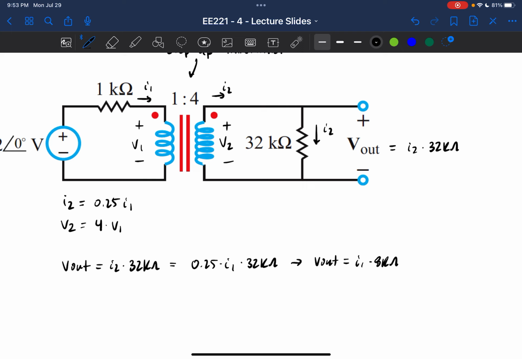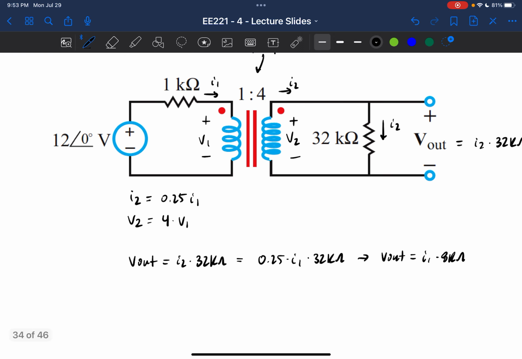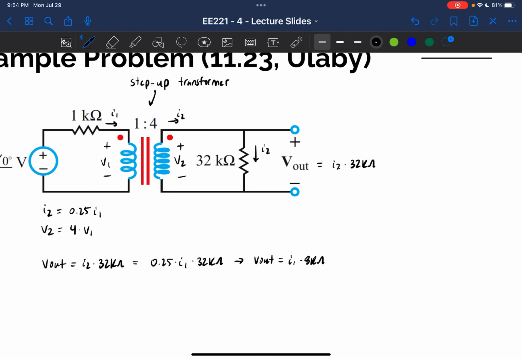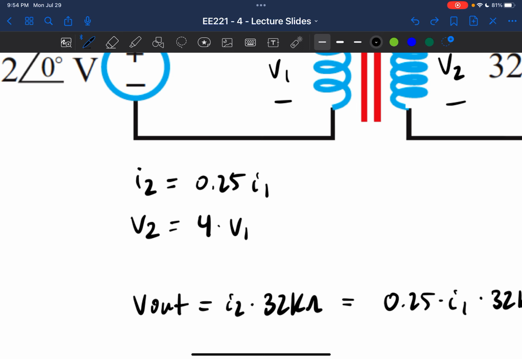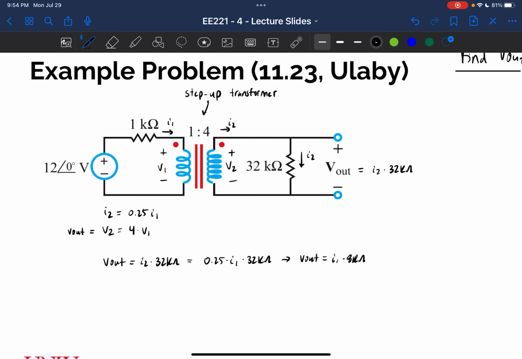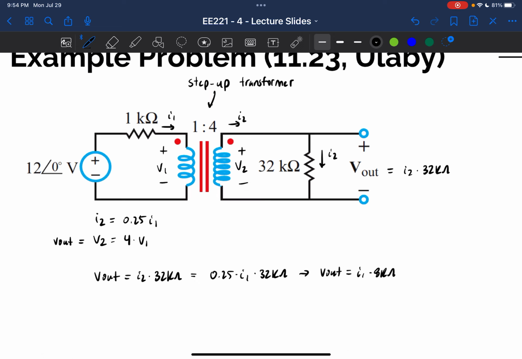And there's another expression that we could write. We know this voltage here, V2, is equal to V out. You can tell that they're the same voltage. We're talking about the voltage from the dotted terminal to the undotted terminal, and that's the same two nodes that V out is connected to. So V out and V2 are equal to each other. And we know that V2 is 4 times V1. So what we really need is an expression for V1.